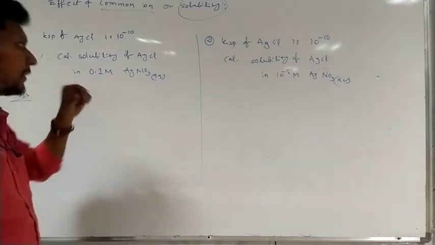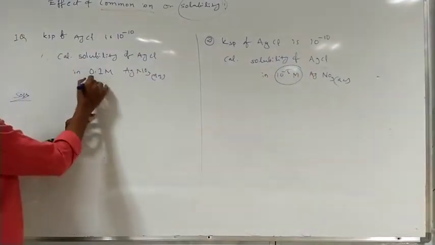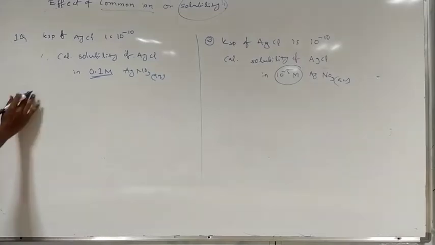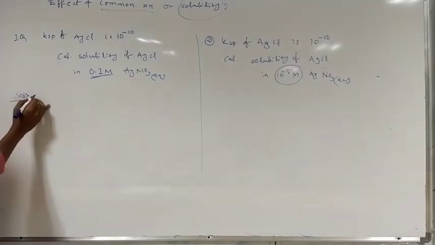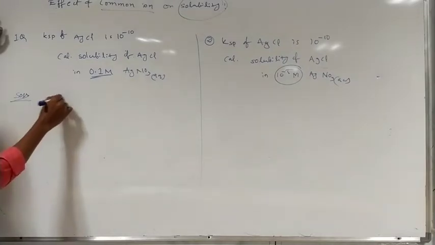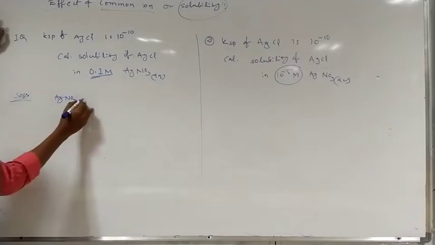And here I am taking another question, same, but here we are taking a different value. For this one, I am going to solve this first. The concentration is given to us. First of all, I am writing the AgNO3, whose value is given.